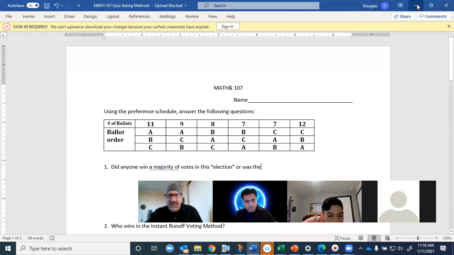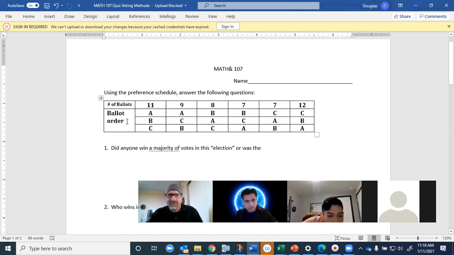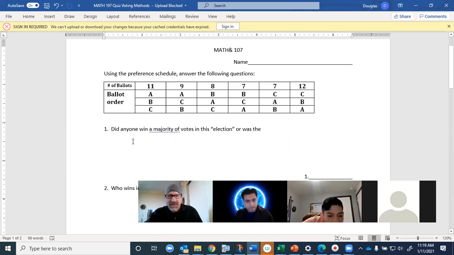Let's take a look at a sample and actually do some. I'm going to follow through on what this is. We're going to practice some of these things, and I'm going to show you how they actually work. So, did anyone win, oh, I didn't finish this question. Did anyone win a majority of votes in this election? Or was there only a plurality winner?